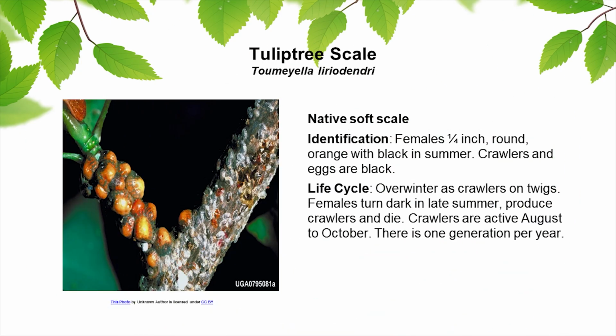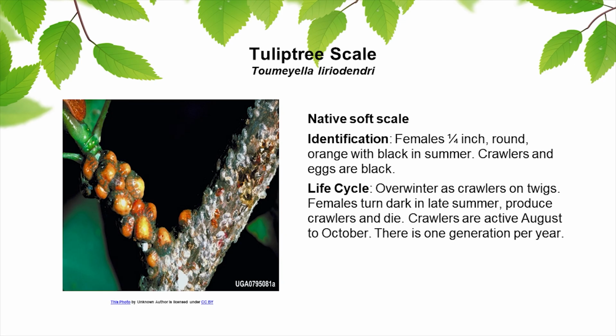Tuliptree Scale. Tuliptree Scale is a native soft scale. Tuliptree Scale are one of the largest soft-scale insects in the United States. Adult females are 1/4 of an inch in diameter and round. They are orange to black in summer. Crawlers are dark black in color.